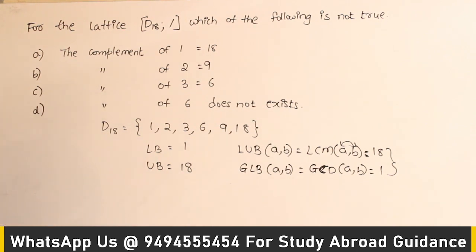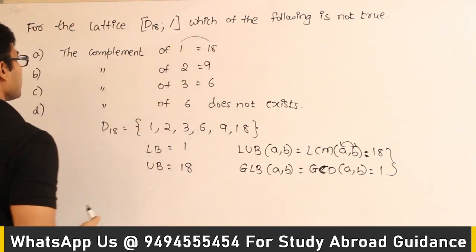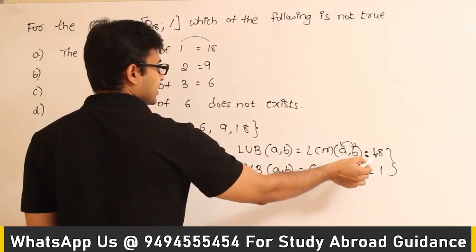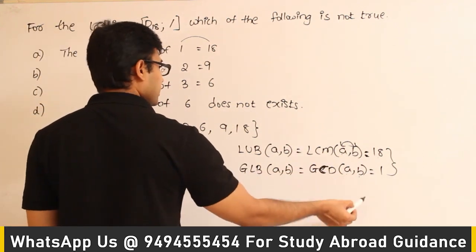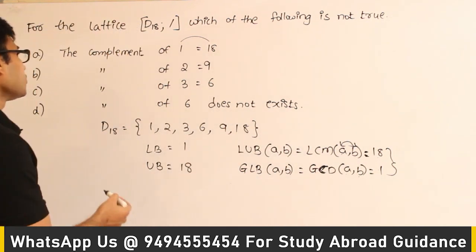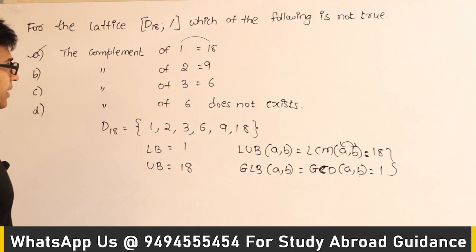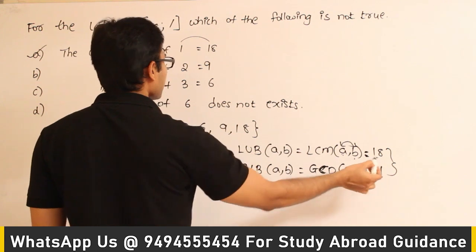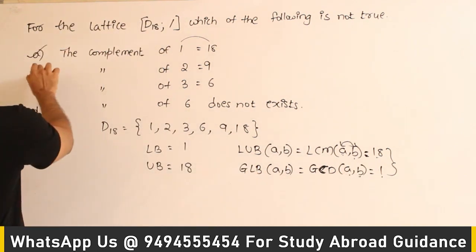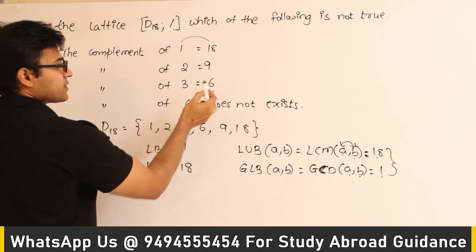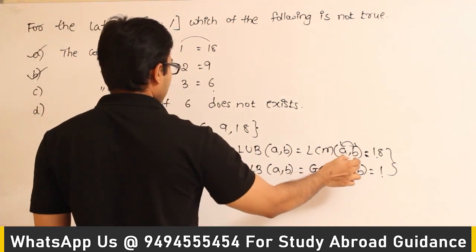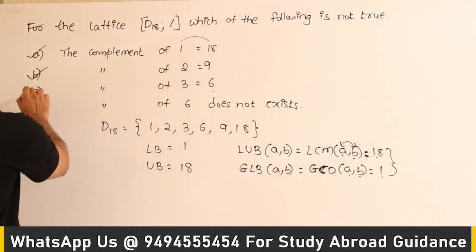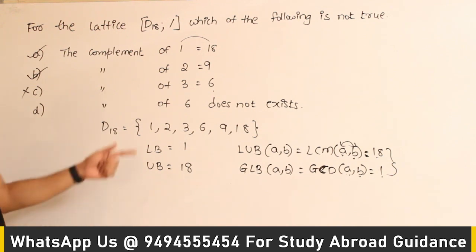Therefore, now they are asking 1 is a complement of 18 or not, then you can test it. So 1 and 18, what is the LCM of 1 and 18? Yes, LCM is 18. And what is the GCD of 1 and 18? GCD is 1. Therefore it is true, isn't it? Now what about 2 and 9? LCM of 2 and 9 is 18 and GCD of 2 and 9 is 1. Therefore it is also true, option B. What about 3 and 6? LCM of 3 and 6 is not 18, isn't it? LCM of 3 and 6 is going to be 6. Therefore this is false.